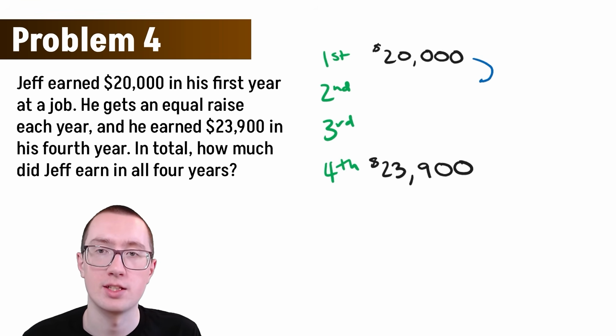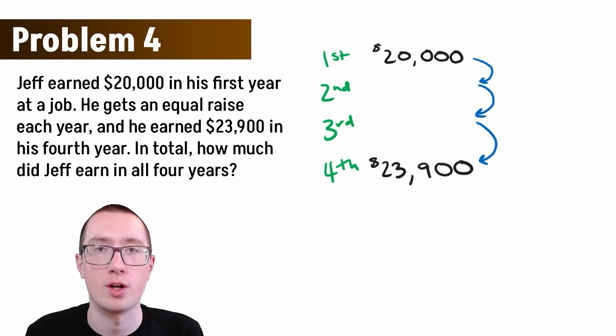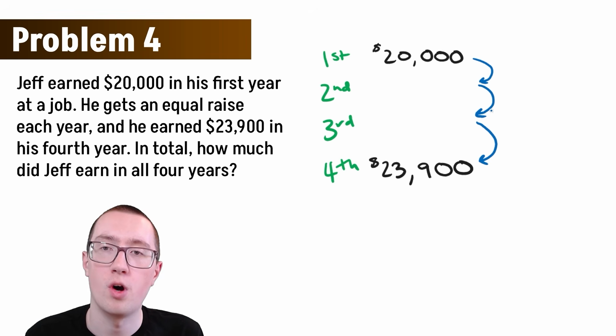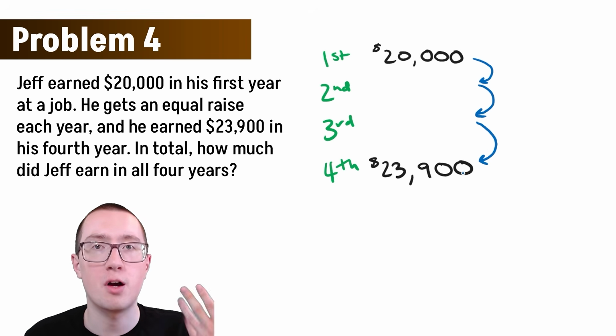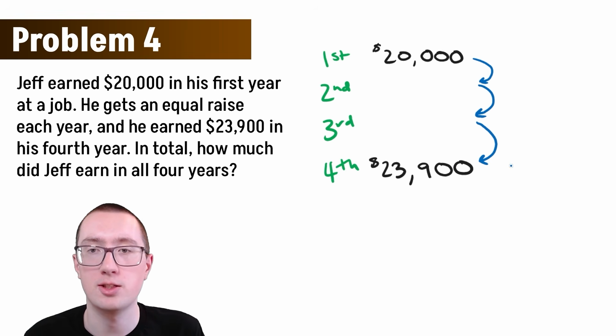So from the first to the second year, he got some sort of raise. Second to third year, he got the same raise. And then from the third to the 4th year, he got the same raise again. So in total, he got 1, 2, 3 raises. So we can figure out from there based on how much money his salary increased by, we can figure out how much each raise was.